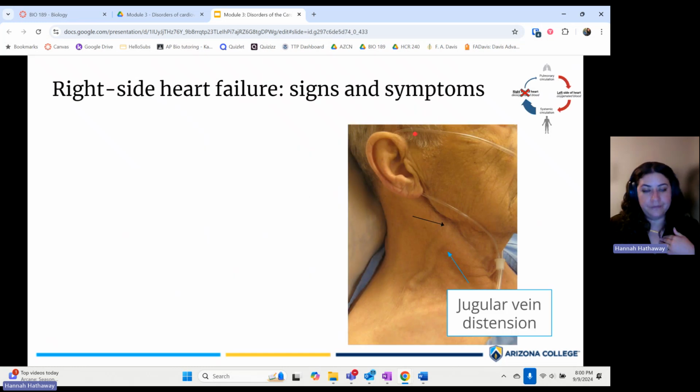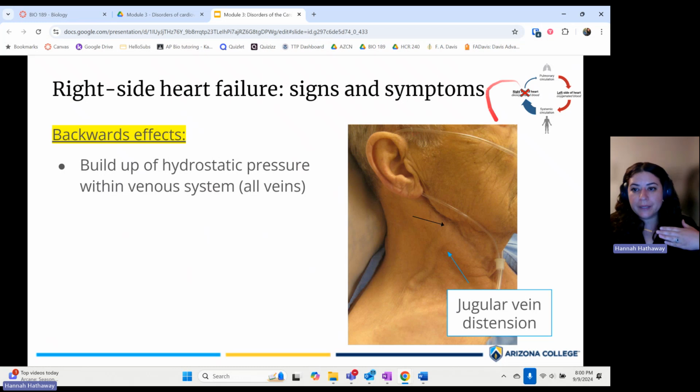Starting with backwards effects. So once again, blood is pooling up in the backwards step. Go back one step. Blood is pooling up in the systemic circulation. So we're getting edema and swelling all over the place throughout the body. The veins are most susceptible to this because the veins don't have those strong muscles. So they are essentially more flexible, and they can really fill up with that fluid and you'll see the swelling more in veins.